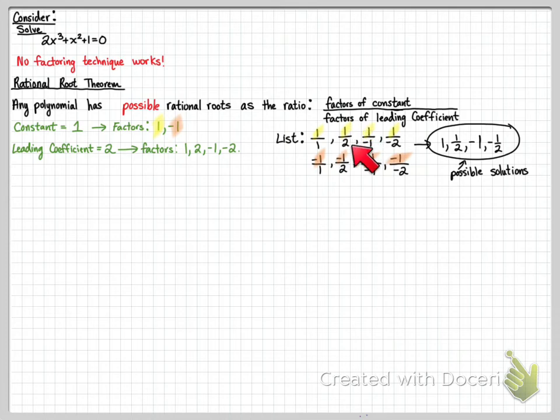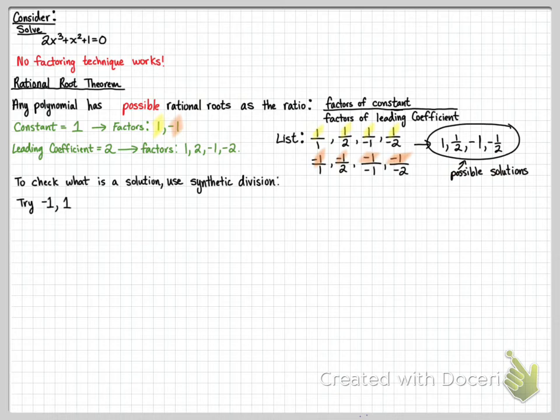Okay, well, we also have 1/2 here, and we also have 1/2 here, because a negative over negative is positive. We have a negative 1/2 here, and we have a negative 1/2 here, right? And then negative 1 over 1 is 1, which is here, 1. 1 over negative 1, when you divide that, it's negative 1, and negative 1 divided by 1 is a negative 1 as well. So if you simplify all of these, we actually only have 4 possible solutions.